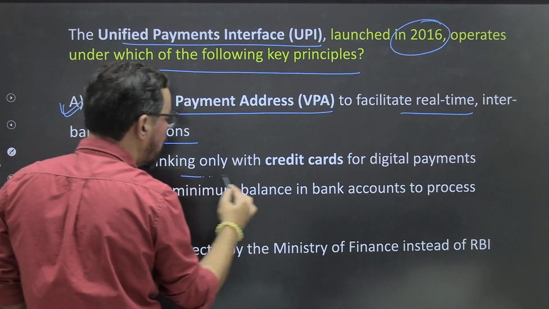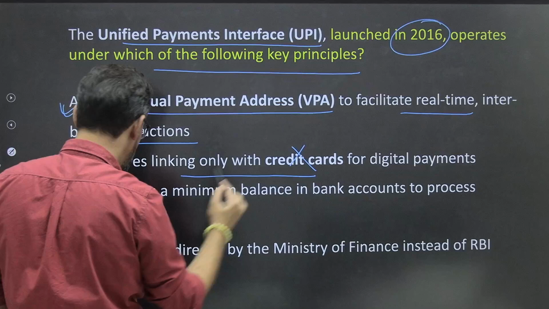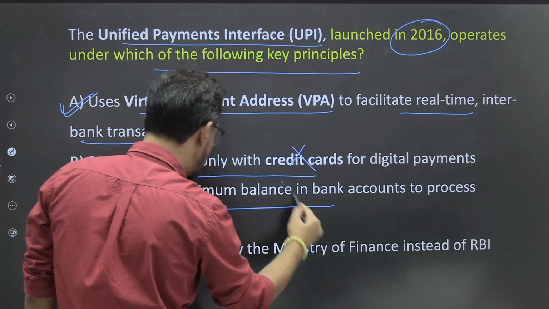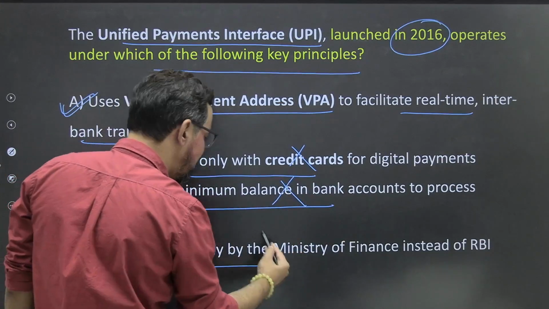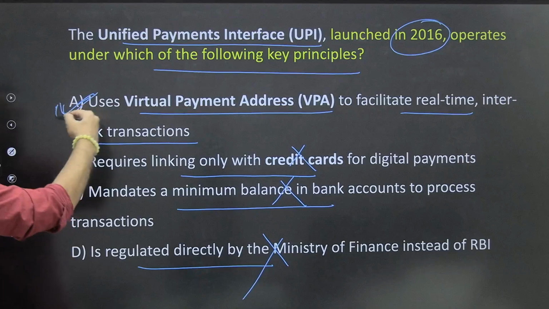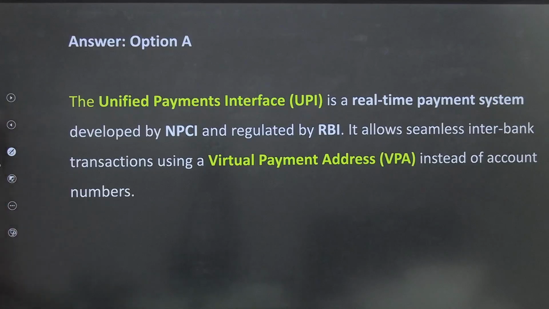Require linking only with credit cards. Mandate a minimum balance. रेगुलेट डायरेक्टली मिनिस्ट्री फाइनेंस, नो, ठीक है. सो ऑप्शन ए विदाउट एनी डाउट इज द राइट आंसर फॉर दिस वन. So UPI is a real-time payment system developed by NPCI and regulated by RBI. It allows seamless interbank transactions using virtual payment address VPA instead of account numbers.